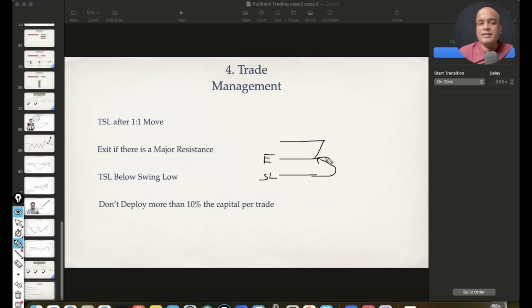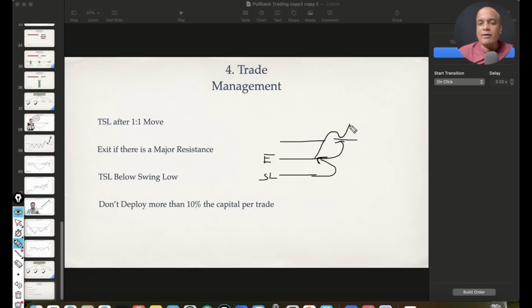So this is what I was saying, this is the entry point. If the price comes back and hits your stop loss, you don't lose anything, right? It will become a break-even trade. Now let's say price went upside, it makes a swing low and again it breaks a swing high. The breaking of this line is very important. So if this happens, then immediately shift your stop loss to here, the low of this.